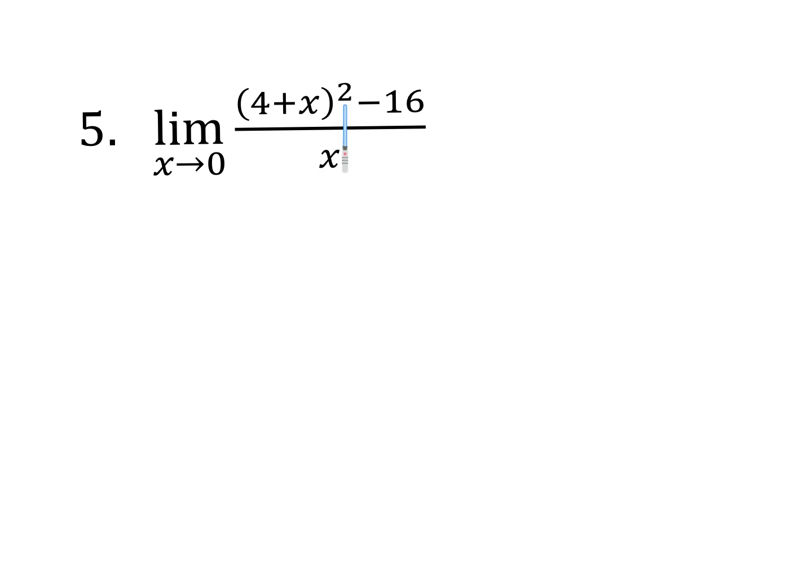4 squared is 16 minus 16. We get 0 over 0. But when we plugged in 0, we get 0 over 0. But we're saying the limit's going to be 8. Here's what we got to do.